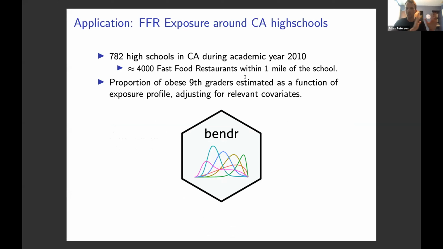Everything thus far has been talking about the methods, the high level math that's at work here. Now we're going to apply it. We're going to use 782 high schools in California during academic year 2010 that we got through the California Department of Education. And we have about 4,000 fast food restaurants around all of those schools within 1 mile that come from basically a digital phone book, Yellow Pages. It's called the National Establishment Time Series.